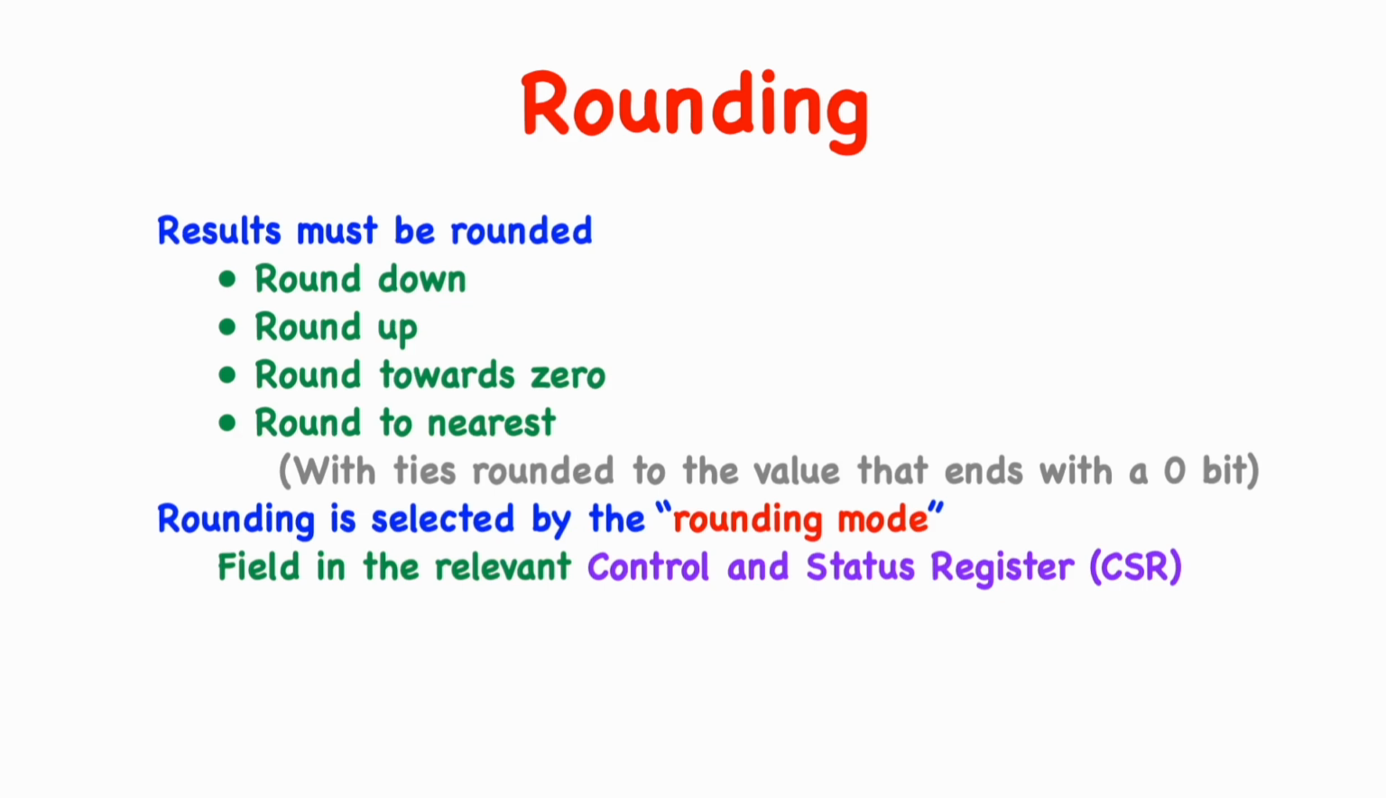So we can always have a tie. That is, the exact result might be halfway between two values that are representable. So the spec requires us to round it to the nearest value that ends with a 0 bit. Okay, so that sort of prevents any kind of bias by sometimes rounding up and sometimes rounding down. So which rounding mode will be used? Well, that would be determined by the current rounding mode, and that would be set by some field in some sort of a control and status register. And with RISC-V, we have a control and status register that contains the current rounding mode to be used.